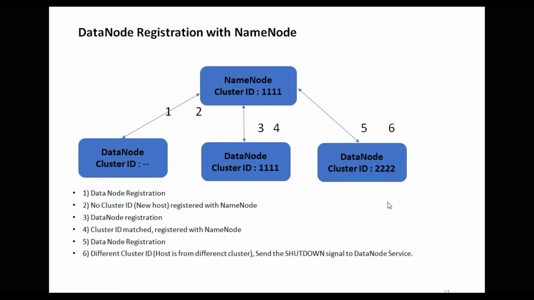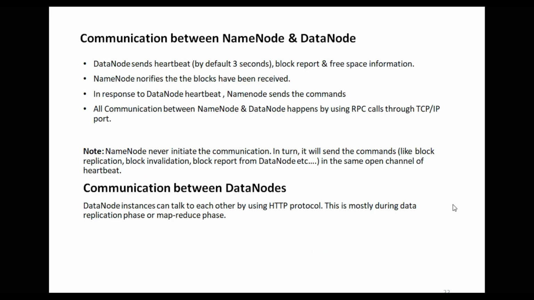This data node will not be allowed to join the cluster. Yeah, these are the steps. Step 1, 2, 3 is the registration process, 4 get the cluster ID, 5 it will check whether both match or not. If it is not matching, shut down the data node. And then, communication between name node and data node.